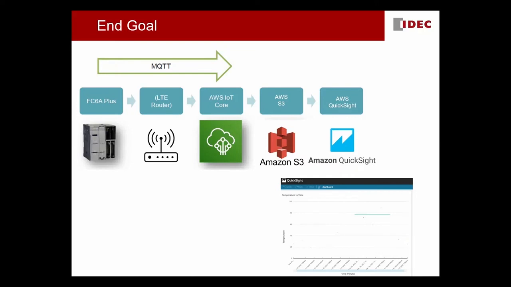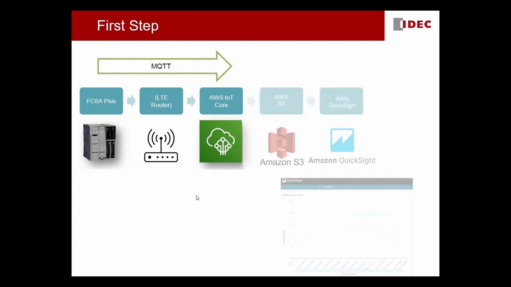In today's tutorial we are going to see how to bring the data from our PLC FC6A Plus all the way to display on the dashboard from AWS called Quicksight. So to achieve this, it mainly involves 3 steps.